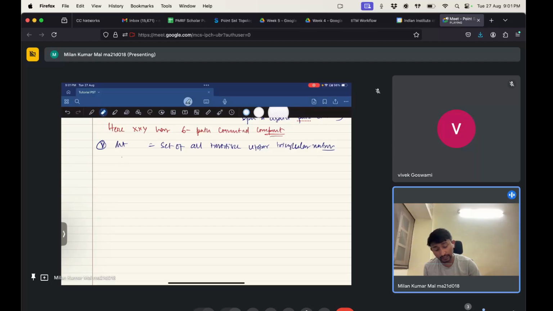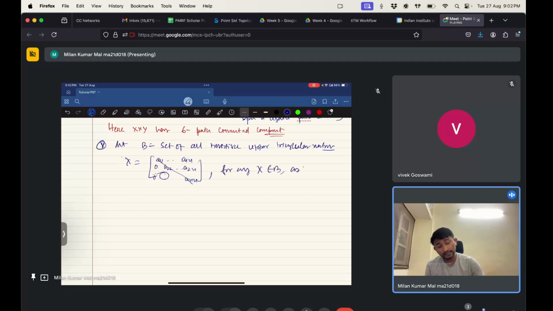So take two elements of B, I will take x and y. x is something like a11, ..., a1n, 0, a22, ..., a2n, like this way, 0 0 0 ann. That is the main diagonal, and below it will be 0. This is the upper triangular matrix x. Now for any x belonging to B, as x is invertible, all aii are not equal to 0 for i equals 1 to n. That means the main diagonal elements will be non-zero, because elements of B are invertible. If there is a 0, then they will not be invertible because the determinant will be 0 in that situation, right? I hope it is clear.